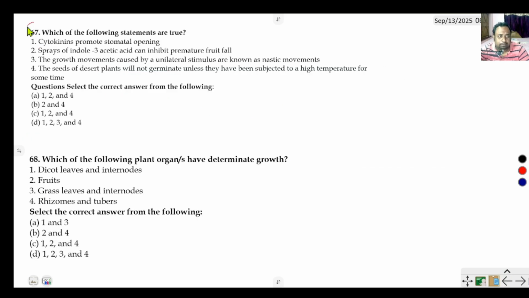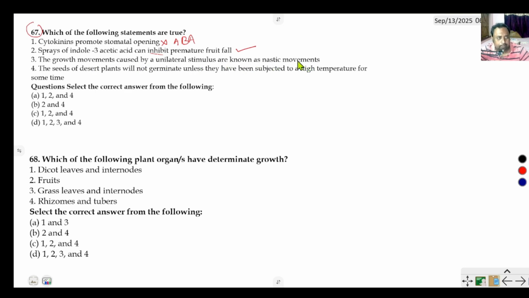Question number 67 says, which of the following statements are true? Cytokinin promotes stomatal opening. Not correct. Stomatal opening is determined by abscisic acid. Option number 2: sprays of indole 3-acetic acid can inhibit premature fruit fall. This option is correct.